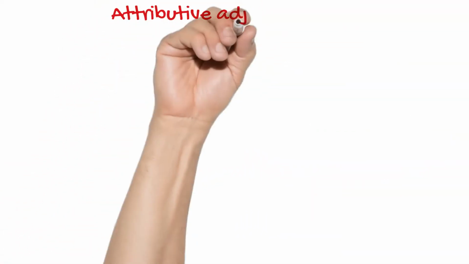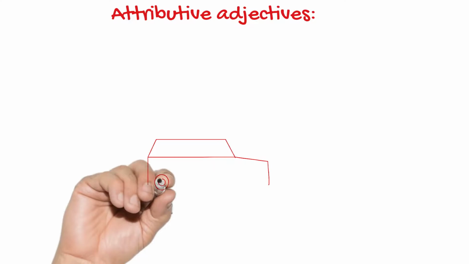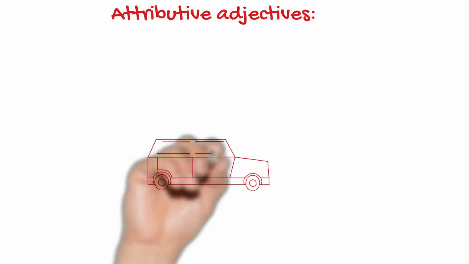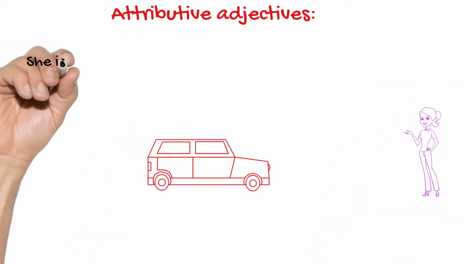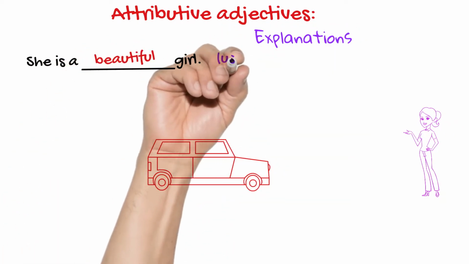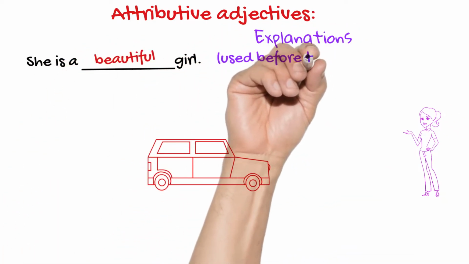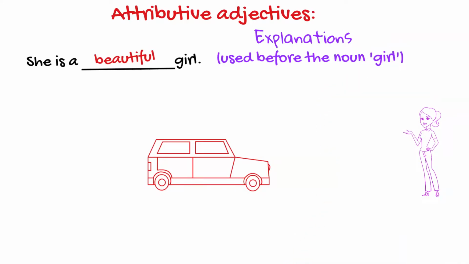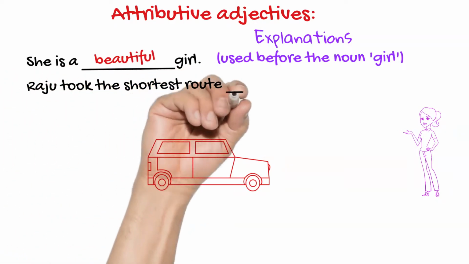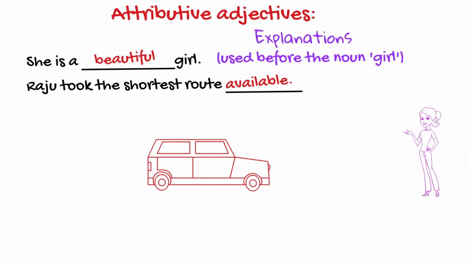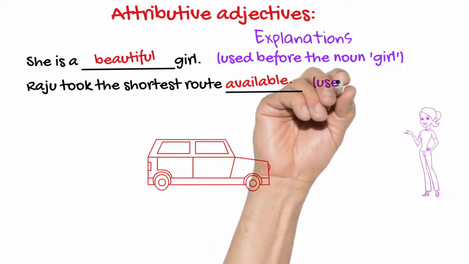Attributive adjectives. The word that modifies a noun without a linking verb is called an attributive adjective. For example, she is a beautiful girl. Here the word beautiful is modifying the noun girl. An attributive adjective usually comes before the noun it modifies. Occasionally it can also occur after the noun. Second example, Raju took the shortest route available. Available is an adjective here. It has come after the noun route.